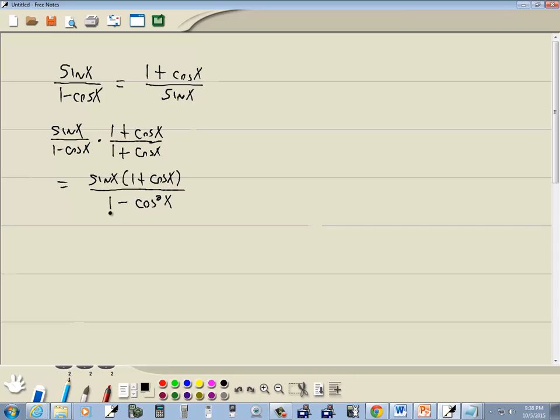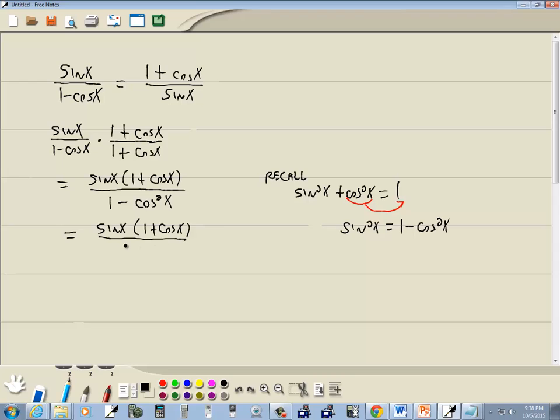Now whenever you see a number 1 and then a trig function squared, you think of your Pythagorean identities. And recall, we had sine squared plus cosine squared is equal to 1. And we want it to look like that. So I'd have to take the cosine squared and move it to the right side. So sine squared is going to equal 1 minus cosine squared. So this becomes sine times 1 plus cosine all over sine squared.